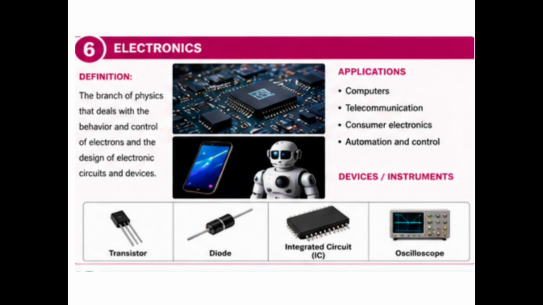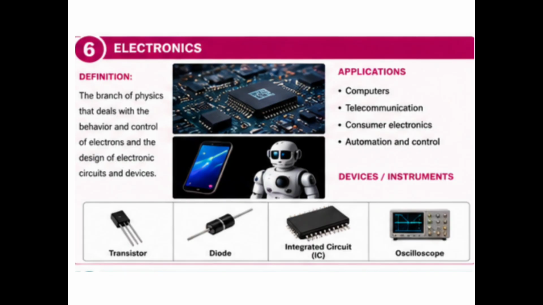What are the areas of application? We have computer, we have telecommunication, we have, of course, consumer electronics, those electronic gadgets we use at home, be it my laptop, be it cellular phone, be it television, and some of them. Now you see it, automation and control. This is where robotics comes into play. This is where artificial intelligence comes into play. You see, electronics is very important.